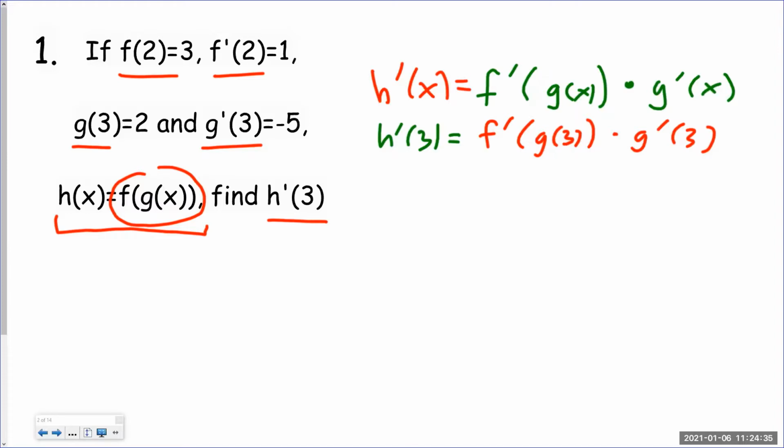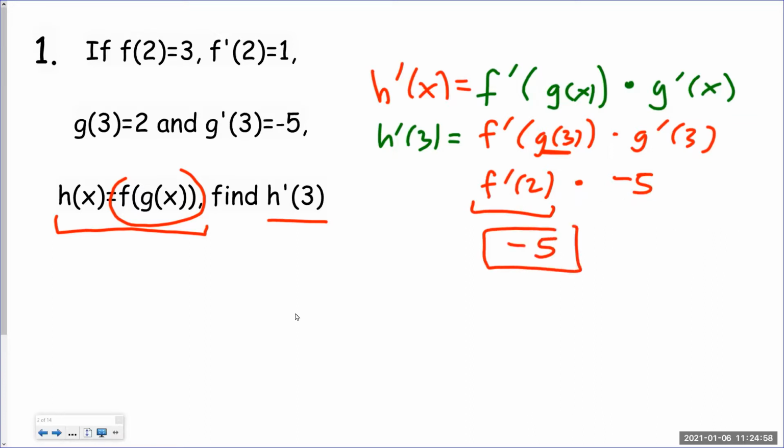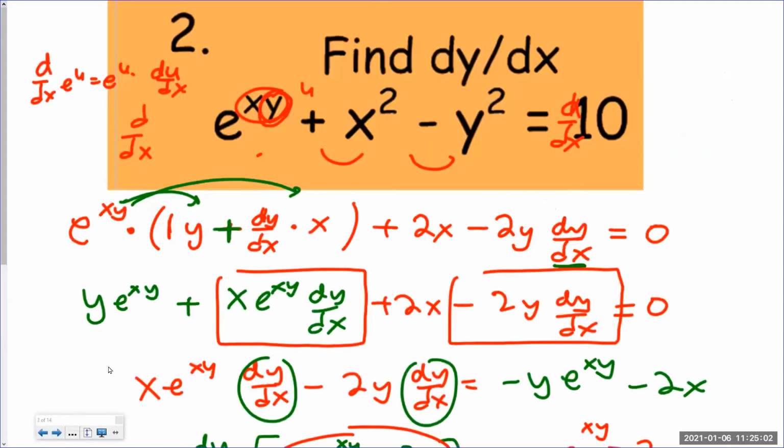Then you go in and you figure out what g of 3 is. Do I know what g of 3 is? Am I given it? It's 2. So guys, this is actually f prime at 2 times what? What is g prime of 3? Negative 5. All right, now go find out what f prime of 2 is. What is f prime of 2? 1. So what's 1 times negative 5? Negative 5. Okay, for some reason, that was way easier than 4th period. Okay, you guys good with that?